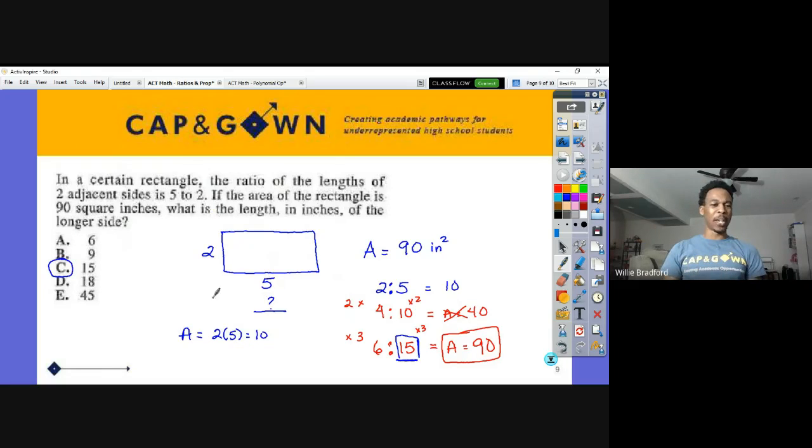Again, I could have used my answer choices to plug in and use that to find my answer. But again, I wanted to show how I'm using the proportions to help me figure this out. Okay, that was probably the hardest of the problems, and we knocked it out.